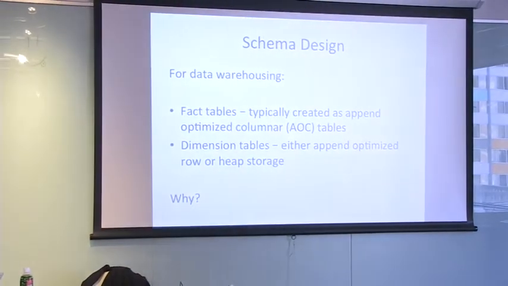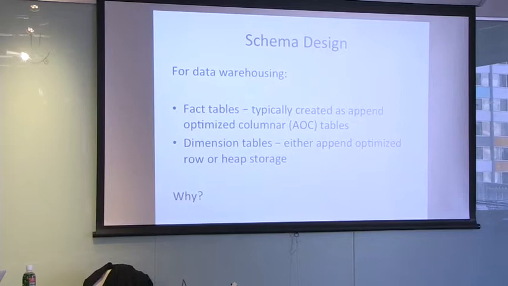Okay, so the first subject is schema design. Greenplum is basically optimized for data warehousing, and in data warehousing, you typically have two types of tables. The first is fact tables. These are typically the largest tables in the database. They have a lot of columns, and we're going to usually define these as append optimized columnar tables. The second type of table is dimension tables, and for these, we're going to choose a storage model that's either append optimized row or heap storage.